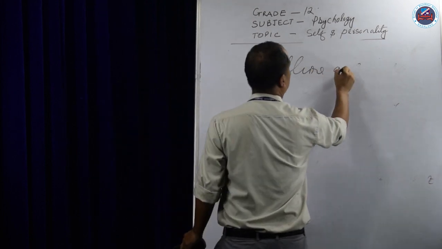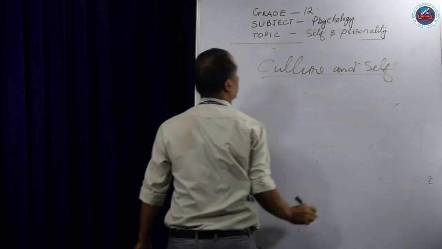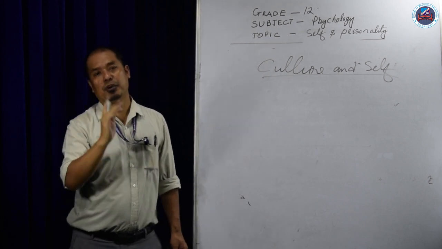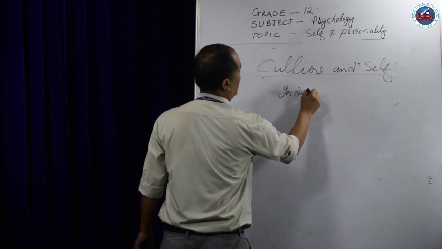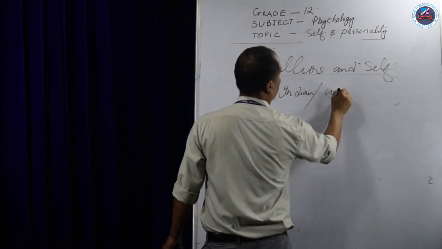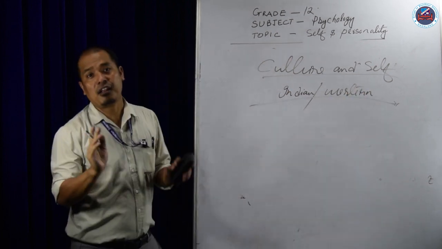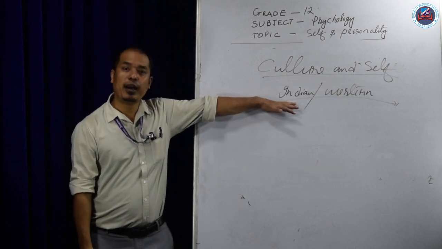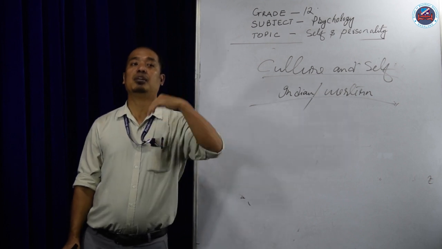Culture and self. Now in culture and self, there are 2 points to remember. One is in the Indian perspective, the other one is in the Western perspective. The self has 2 meanings. In Indian perspective, self means you're not alone. You are with the other members of the people.